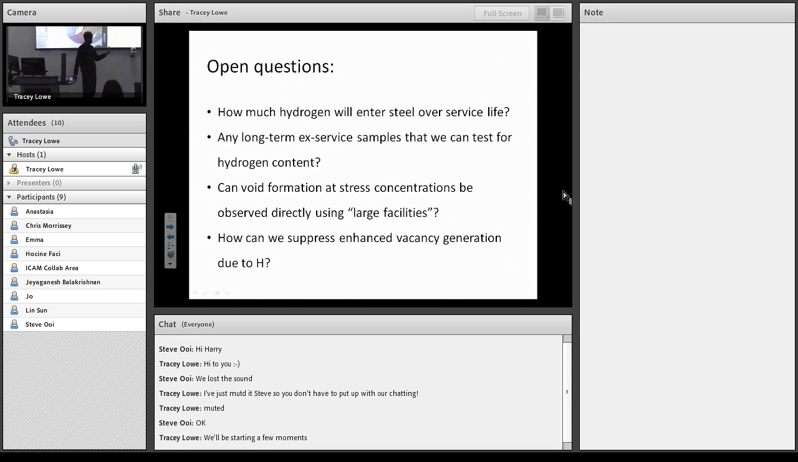I think there are big gains to be made if we can work out what to change in the steel to get rid of the effects. And to do that, we need to know whether vacancy generation is important or not.